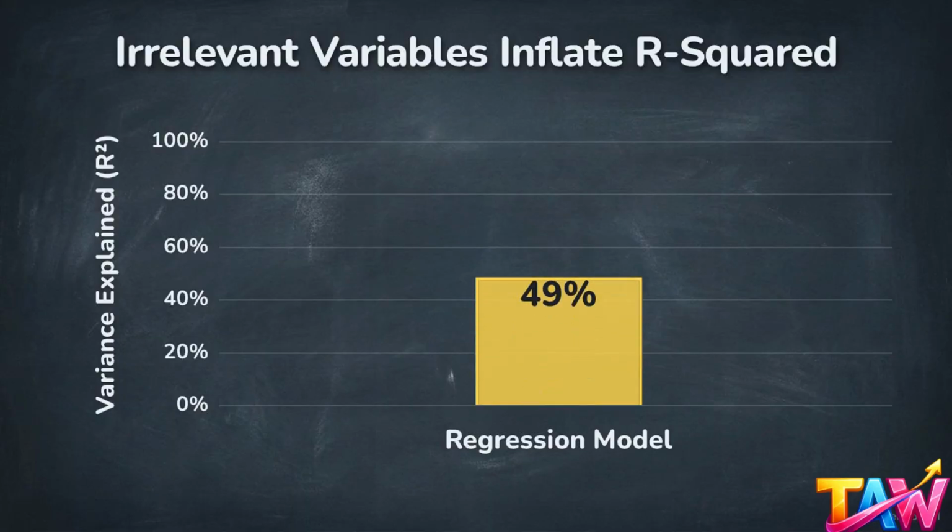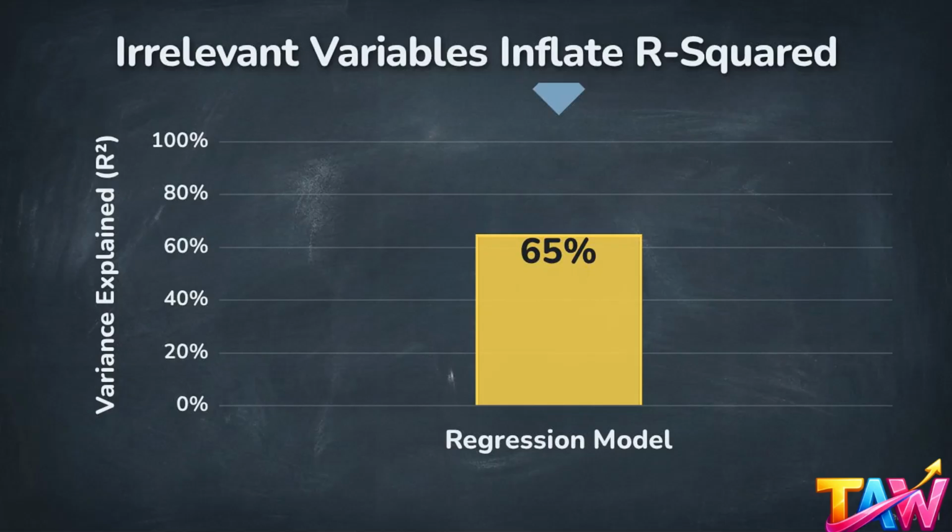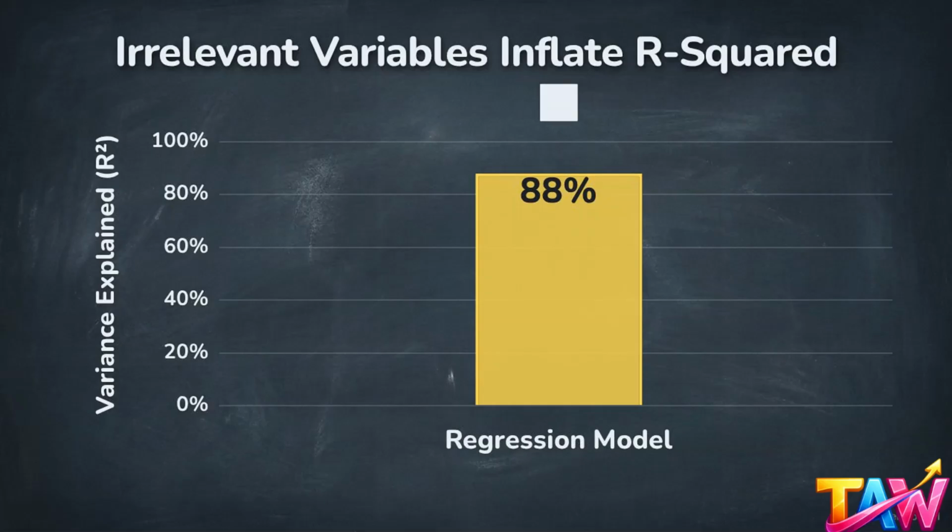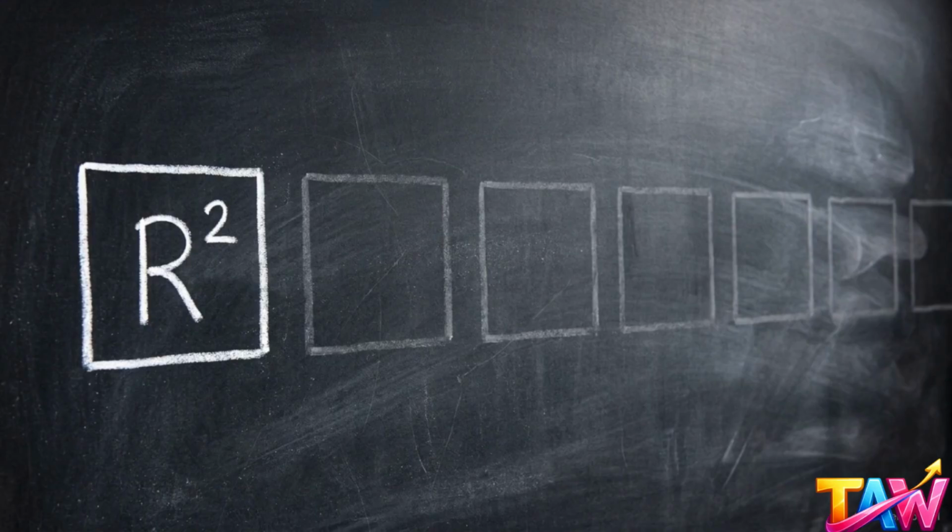Notice how this bar chart for R² ticks upward. Adding absolutely any variable to a model, no matter how irrelevant, mathematically forces R² to increase or remain flat. It creates a false sense of accuracy. Because of this automatic inflation, R² is merely a descriptive starting point. It cannot serve as an objective, standalone critical value for model validation.